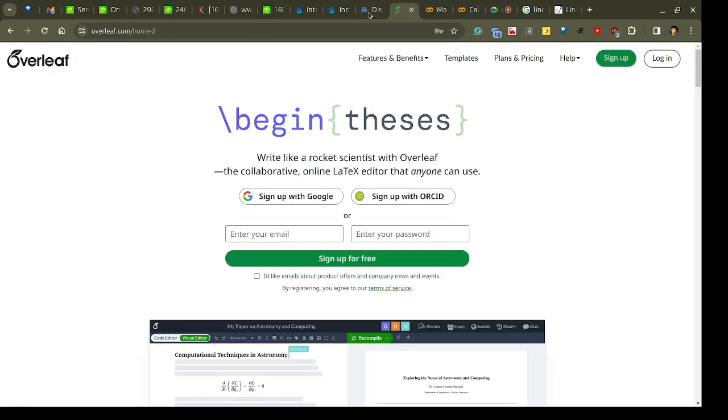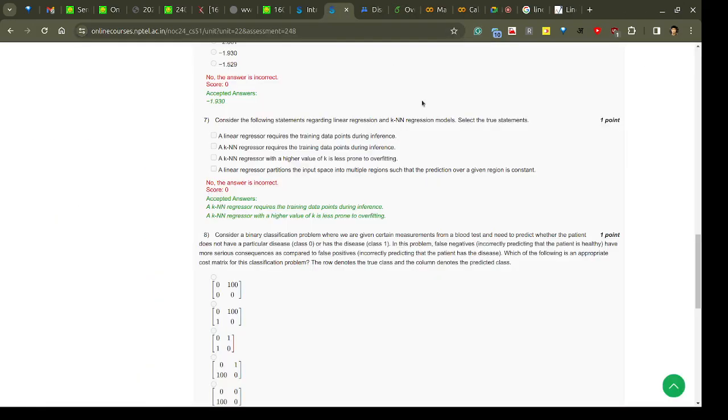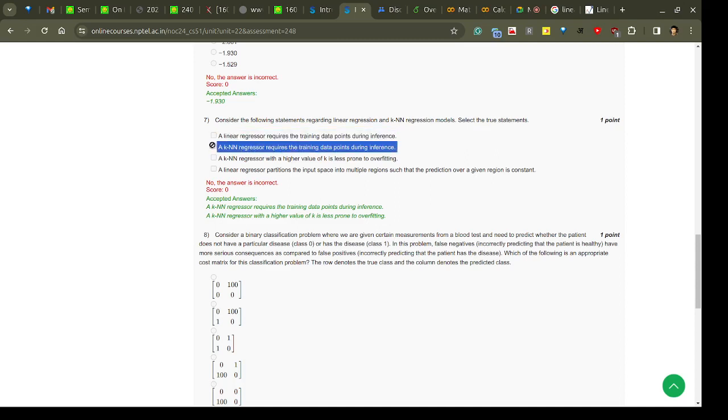So here the catch is that it is written 'during inference'. During testing you don't need the training data, you just need the beta values. But in KNN you have to find the neighbors, where the nearest point is. So at that time you need the data.